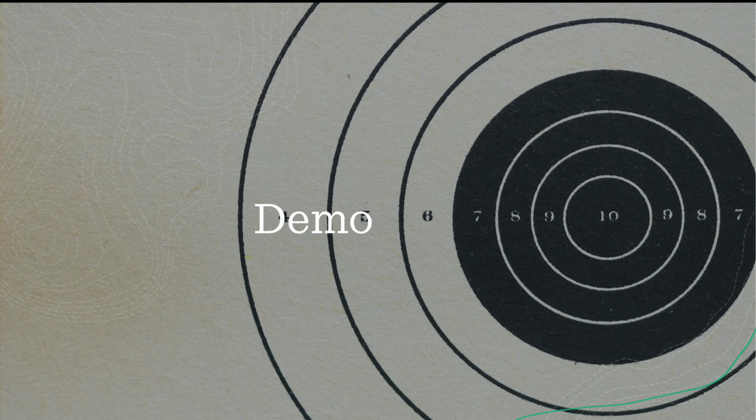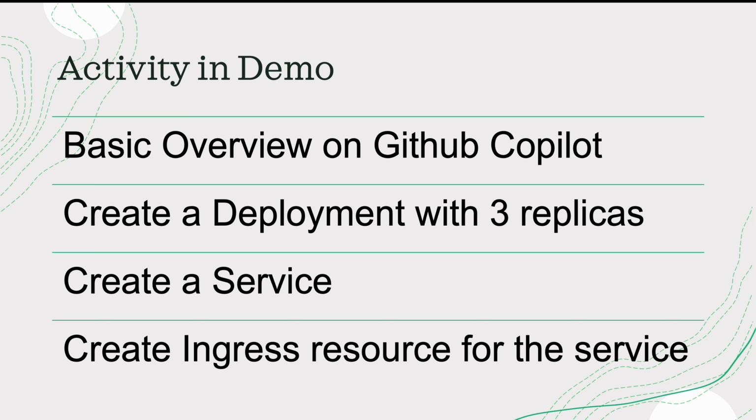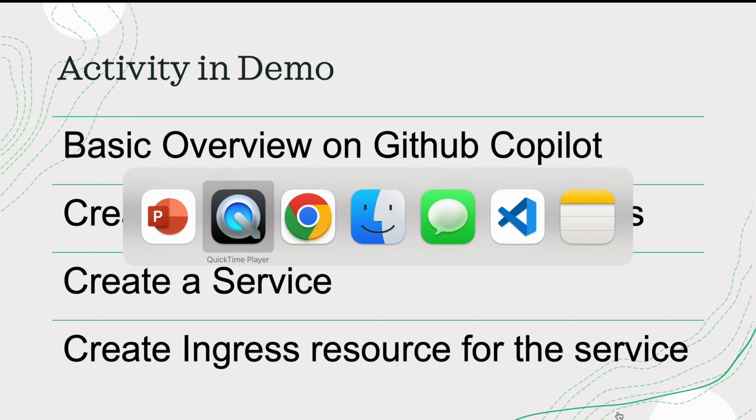Now coming to the demo. What we'll be covering in the demo is a basic overview of GitHub Copilot. We'll create a deployment with 3 replicas, then we'll create a service, then we'll create an ingress resource for that service. That's a very small part of it. So let's directly move to the demo.